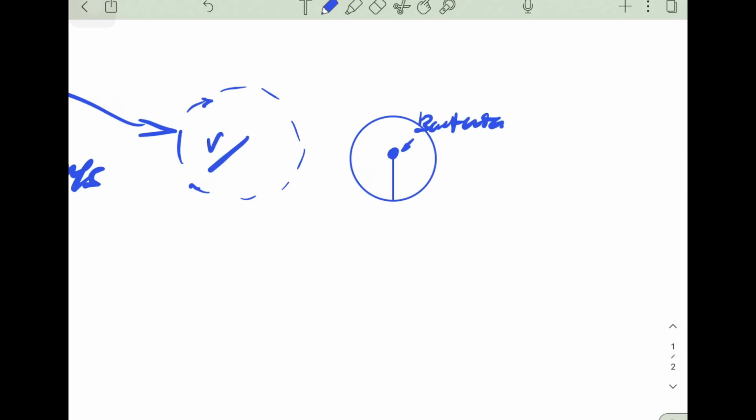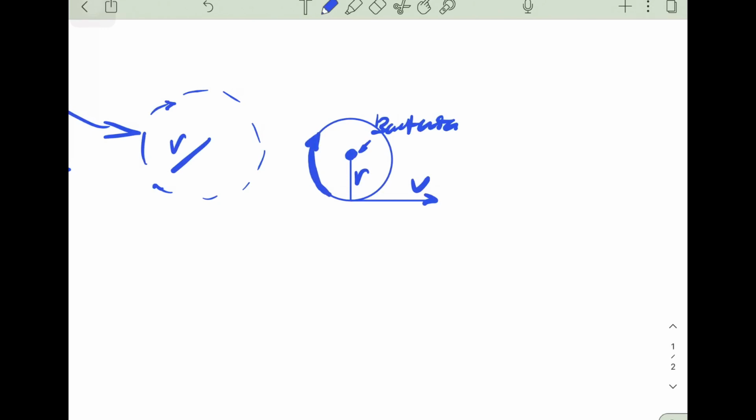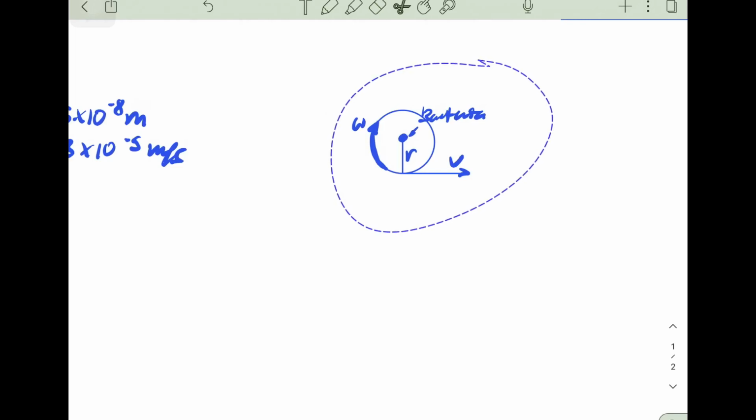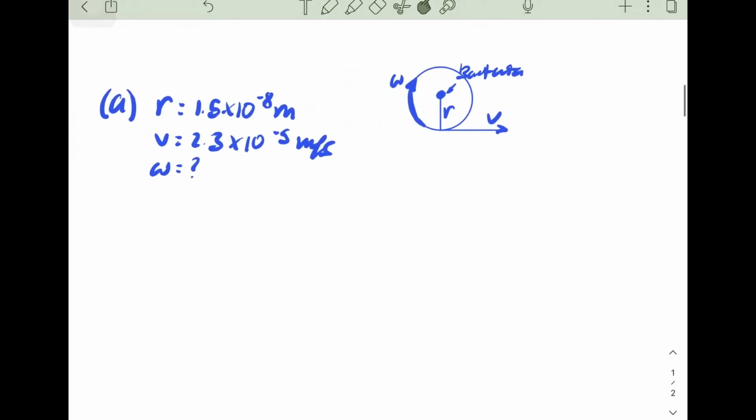The distance from the center of the circle to its border is the radius. They provide us with the tangential velocity, which is always perpendicular to the circle. However, what they're asking for is the angular velocity, which is how fast it goes around in a circle. That's a way to visualize it, if it helps you.